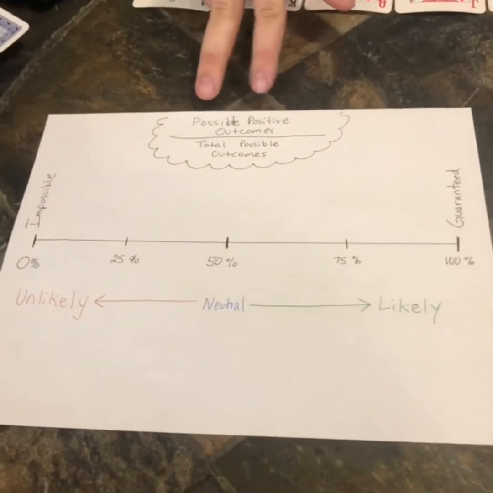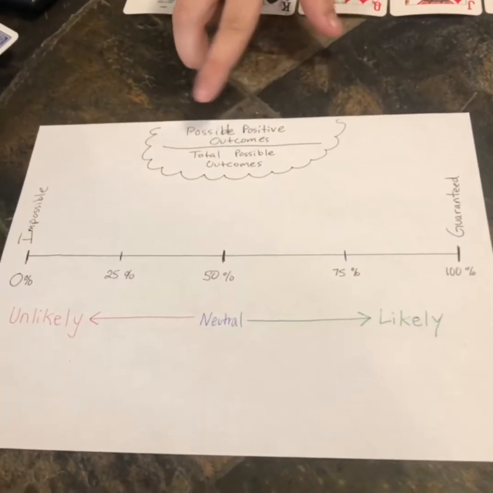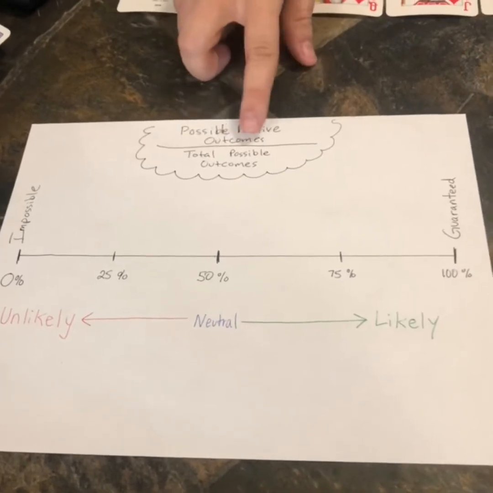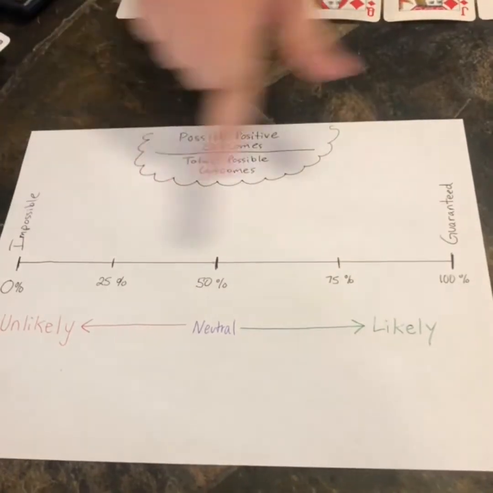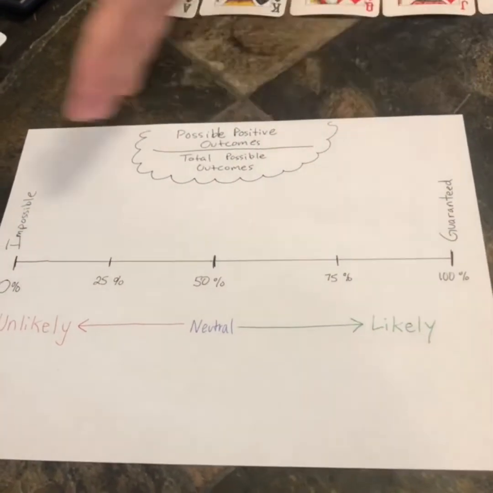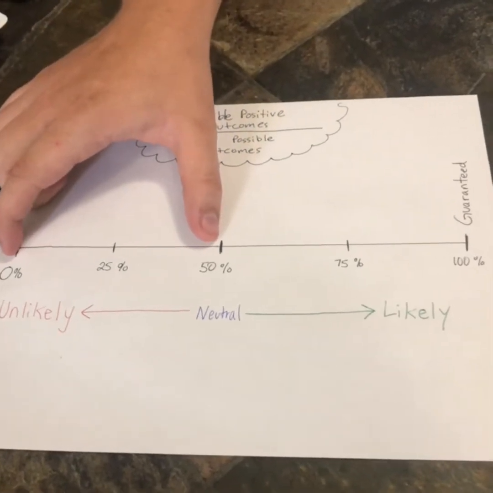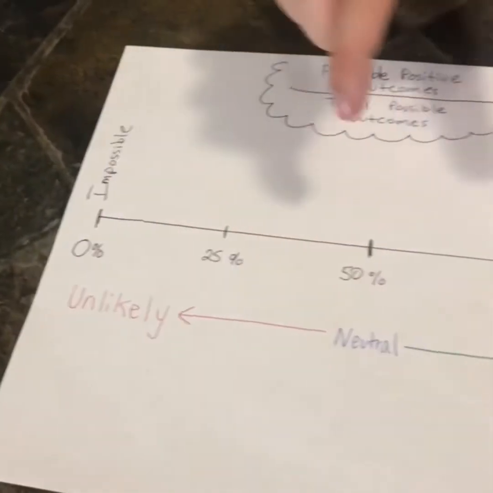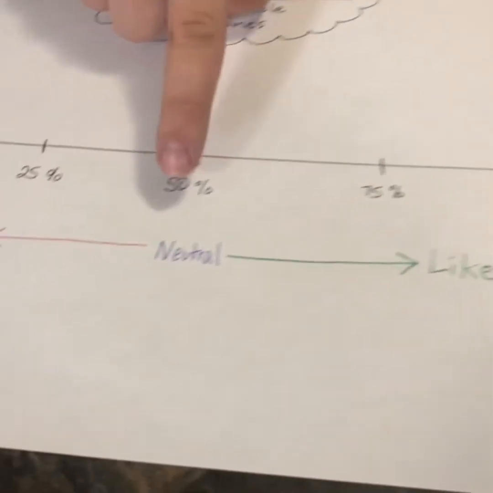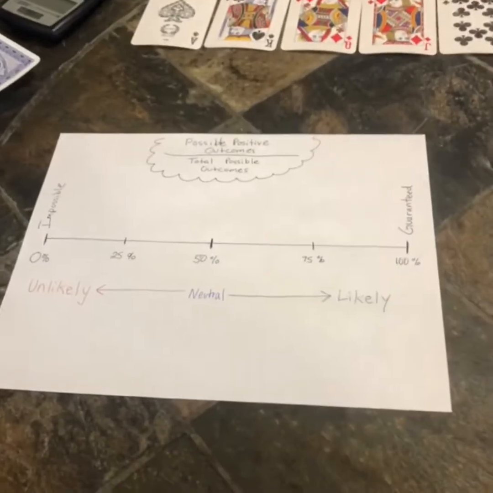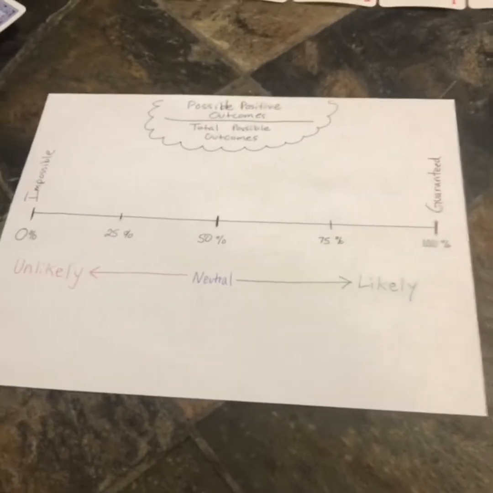Probability is the possible positive outcomes, so what you want to happen, divided by the total amount of outcomes possible. And I usually use percents, and I've kind of got it broken down into 0 to 49% would be unlikely to happen, and 51 to 100% would be likely to happen, with 50% being neutral. If it's 50-50, it has the same chance of being positive or negative outcomes.